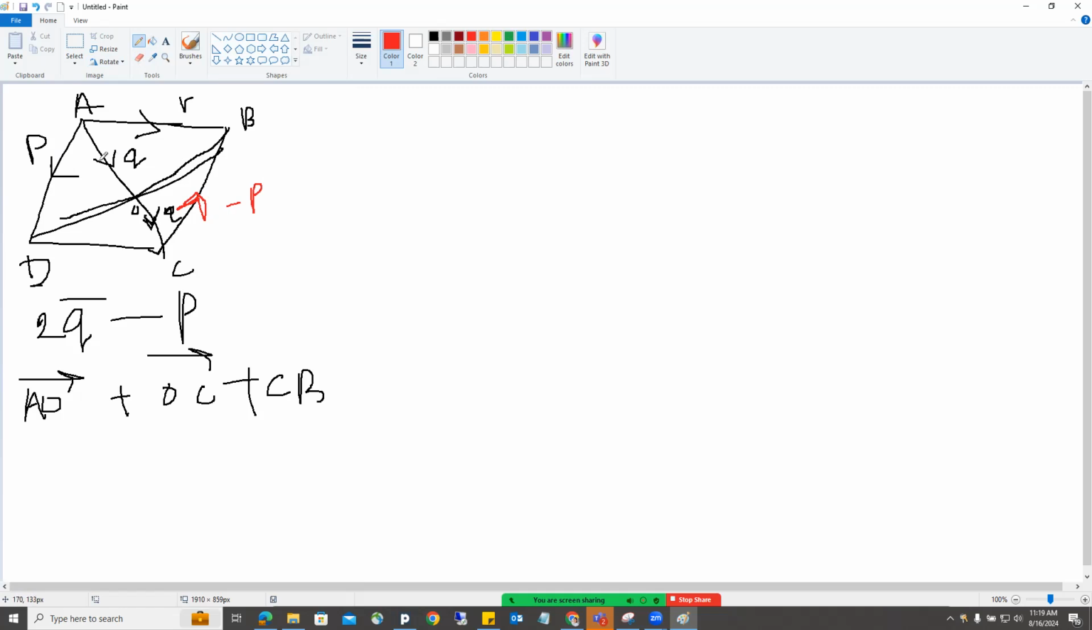Is it clear? So Q plus Q is AO plus OC, plus minus P means CB. Then AO plus OC is AC, AC plus CB means AB. Is it clear? Yes. Okay. Then the next one.